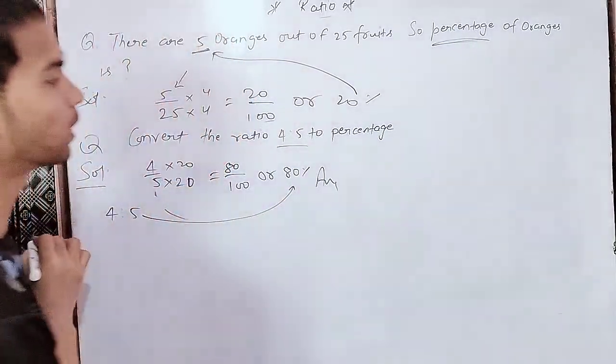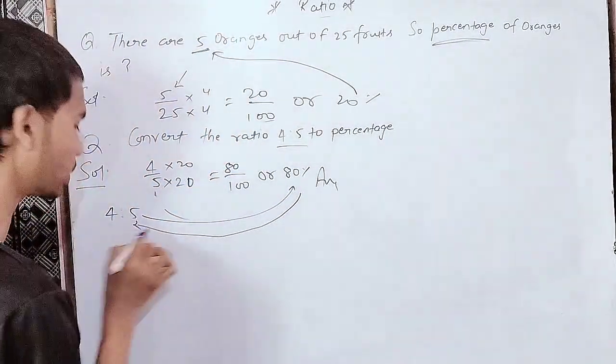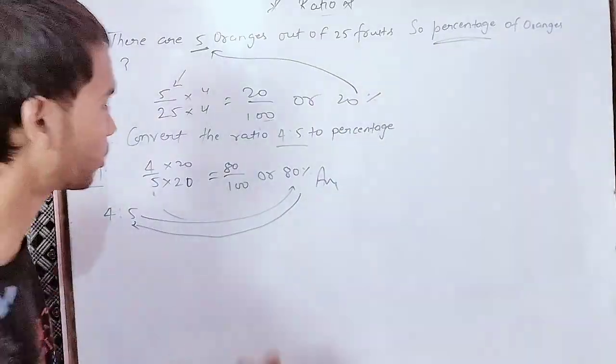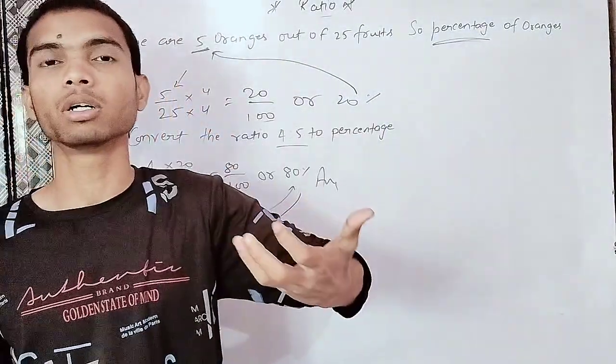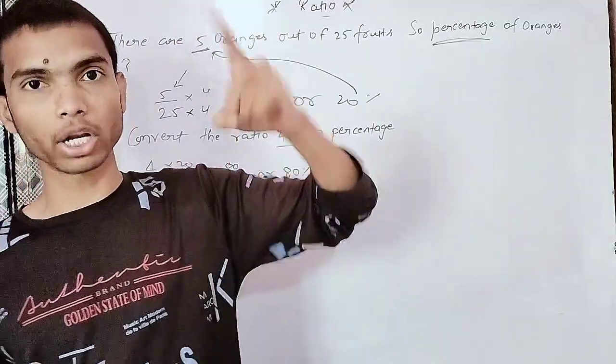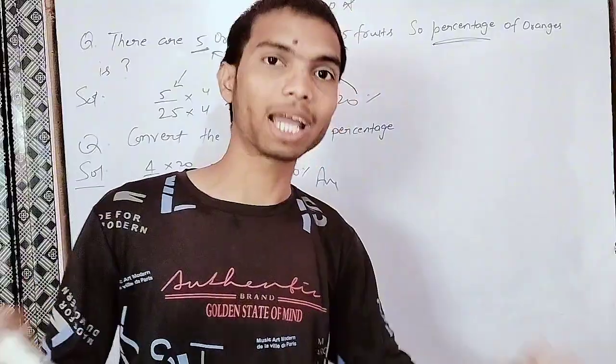And it can be converted into ratio. From here we can understand that percentage can be converted into ratio and ratio can be converted into percentage by applying rules.